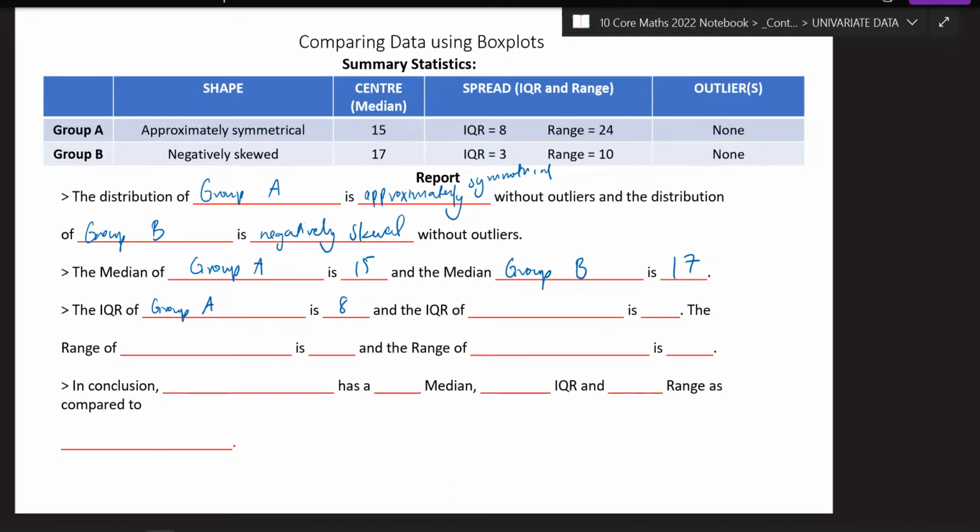So notice how the way they've done the sentences here are a bit different, but it's more or less giving you the same information anyway. So the IQR of group B is 3. The range of group A, I can see, is 24. And the range of group B is 10.